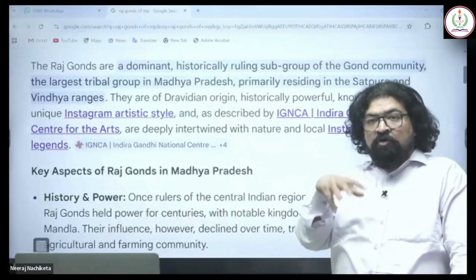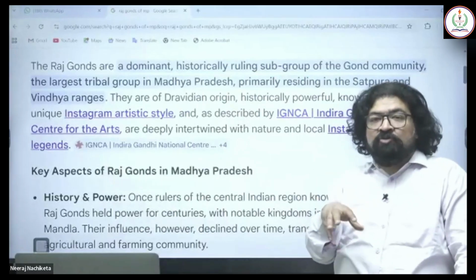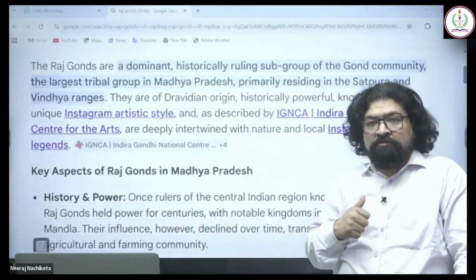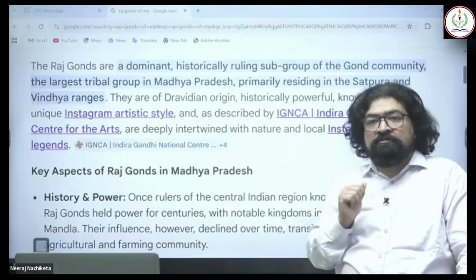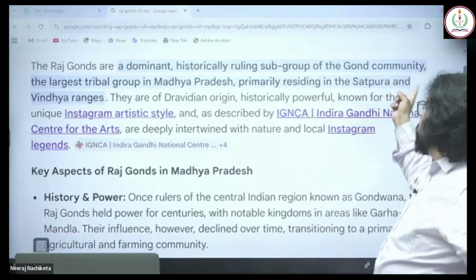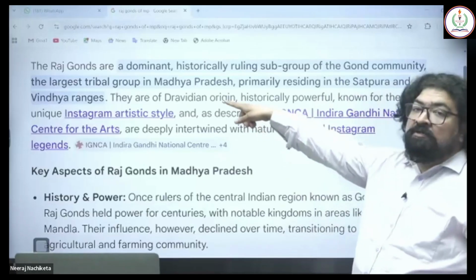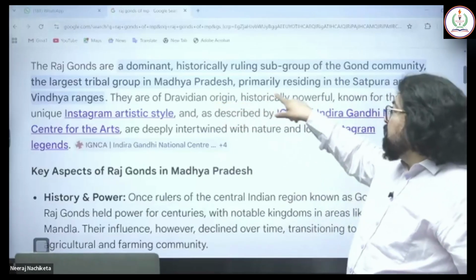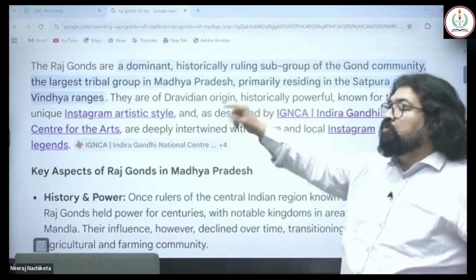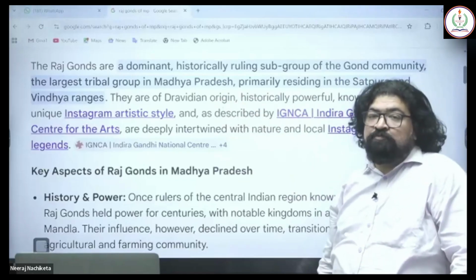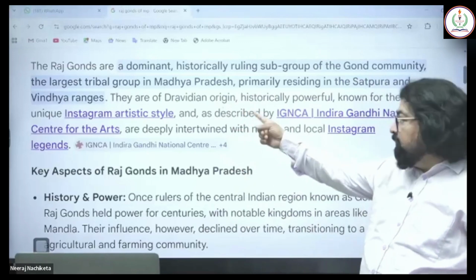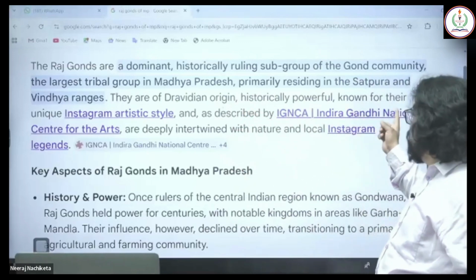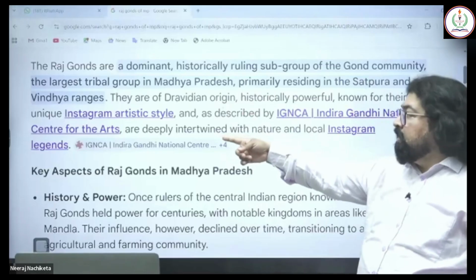That means among the Gond tribe, Raj Gonds are the ruling type of Gond. They're warrior. And they consider themselves superior to other Gonds. See here, a subgroup of the Gond community, the largest tribal group in Madhya Pradesh, primarily residing in the Satpura and Vindhya range. They are of Dravidian origin, historically powerful, known for their unique, right?